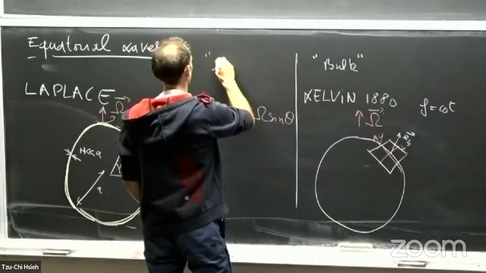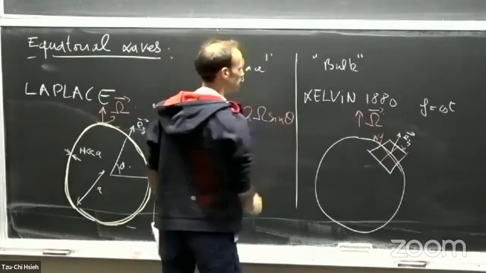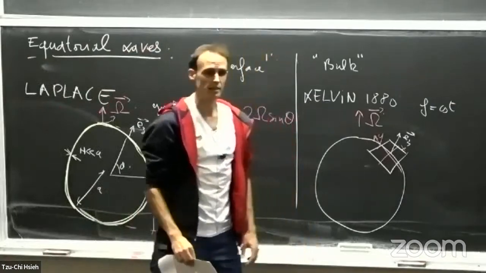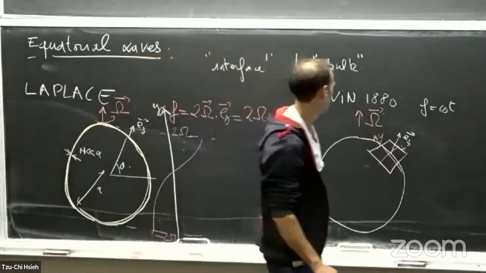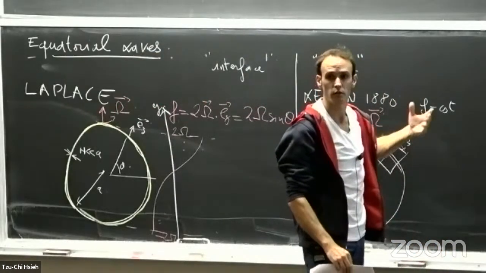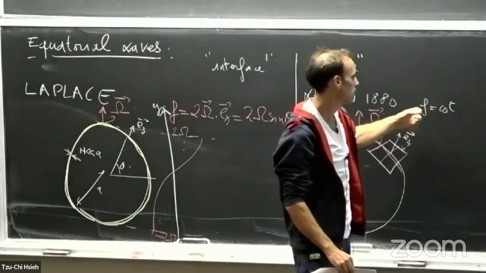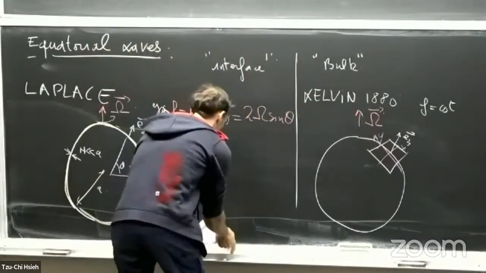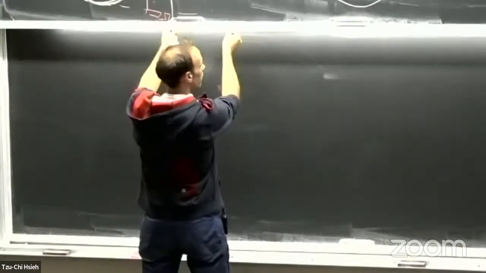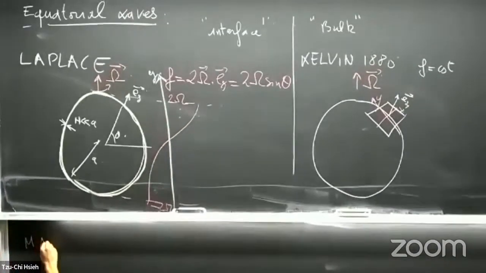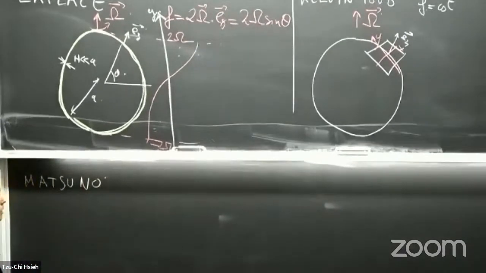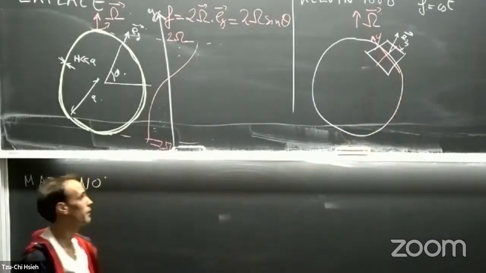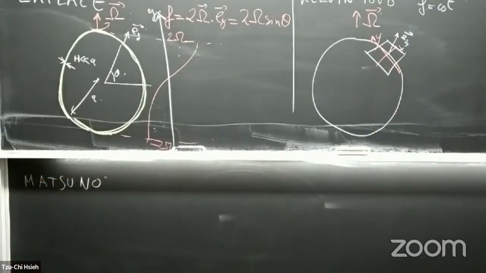It's the bulk, and here the interface. The problem with Kelvin's model is that it does not really describe equatorial waves, because at the equator this parameter vanishes. So you cannot account for the effect of rotation at the equator with this model. And a major step was achieved by Matsuno, again one century later. We say, okay, let's keep Cartesian coordinates, but let's put this tangent plane at the equator. And instead of having the Coriolis parameter being zero, let's assume linear variations.